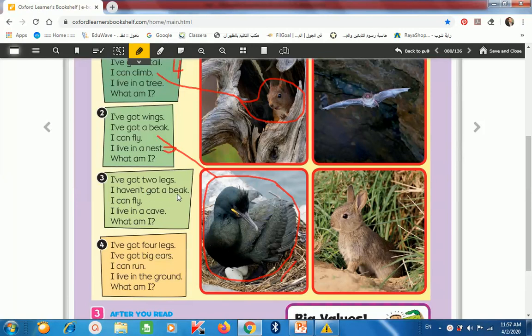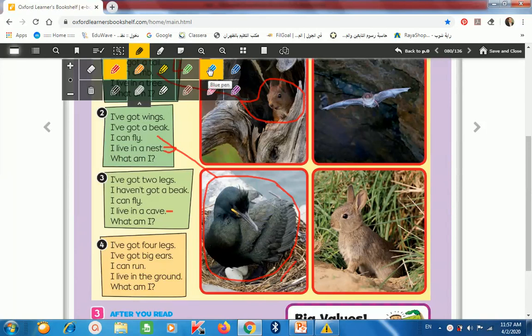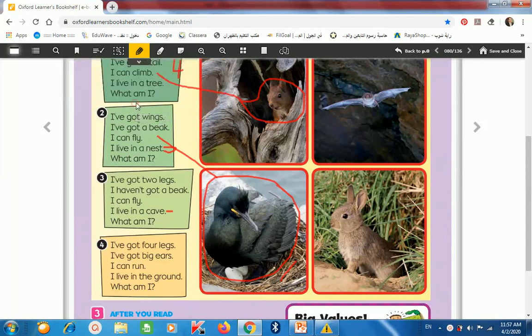I haven't got a beak. I can fly. I live in a cave. That's easy. Who am I? Yeah, I am sure it's the bat, because bats live in a cave. Okay? So we're gonna match number 3 with the bat, okay?